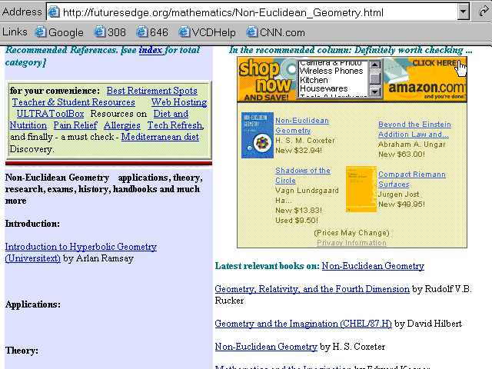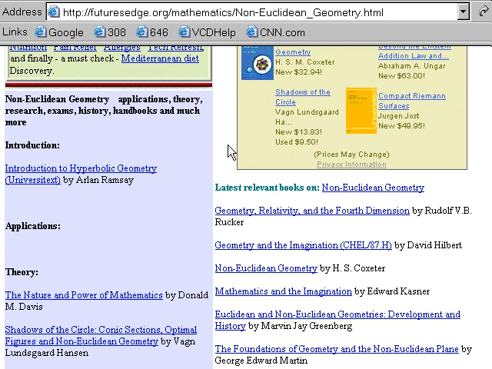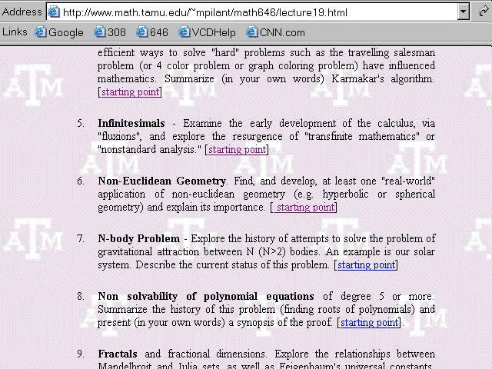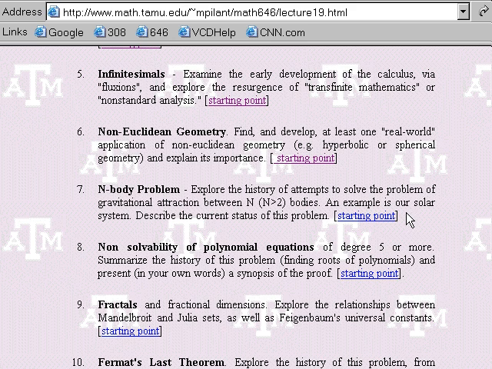So this should be giving you a list of resources here for non-Euclidean geometry. So there's introductions and applications and theory and books, etc. So that's more or less a large list of references.